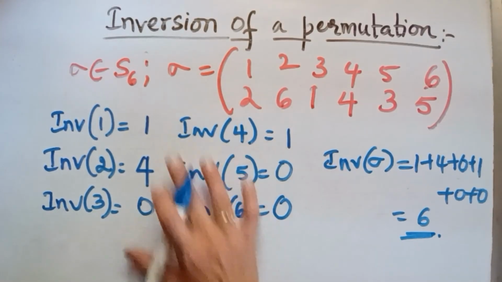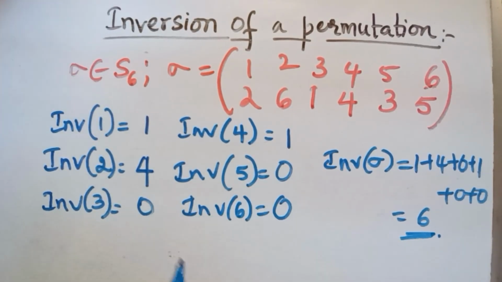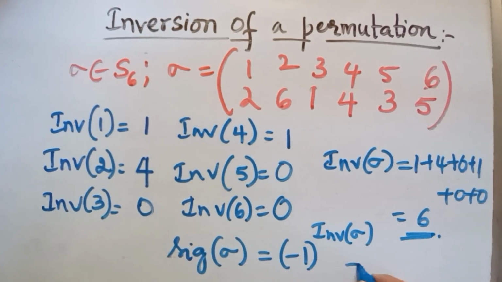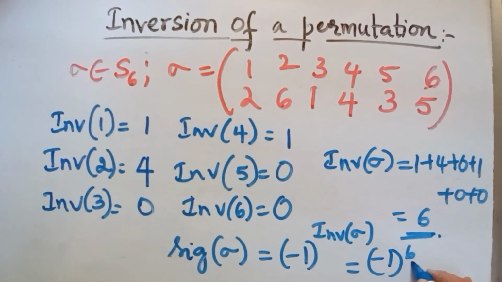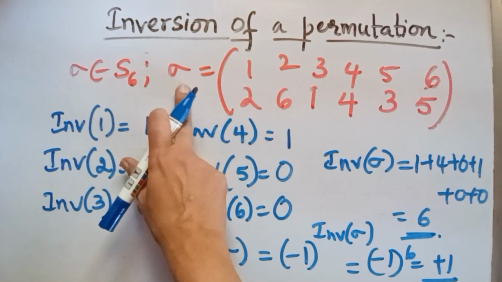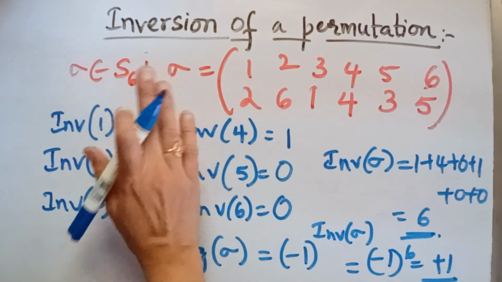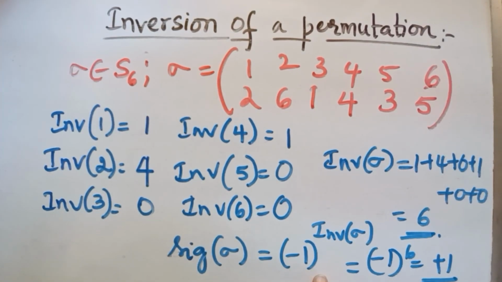And this inversion can be used to find the signature of a permutation. The relation between signature and inversion is that the signature of this permutation equals minus 1 to the power inversion of this permutation. So minus 1 to the power 6, which is plus 1. So the signature of this permutation equals plus 1. Based on the signature, you can tell the nature of this permutation. If the signature is plus 1, it is an even permutation, and if the signature is minus 1, it is an odd permutation. So now this permutation is an even permutation. This is how we calculate inversion of a permutation.